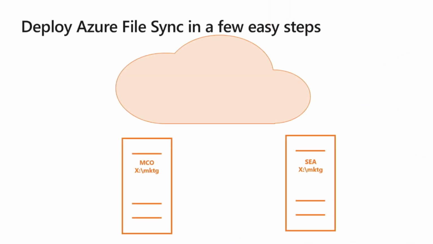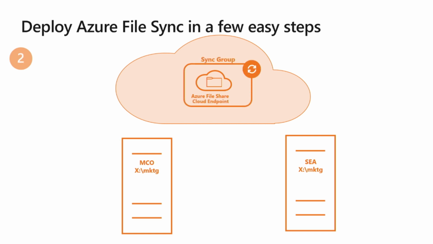Deploying File Sync is 4 simple steps. What you see over here is servers sitting on-prem, and currently you don't have anything in the cloud. As step number 1, you'll create a storage account with a file share. This is a simple portal workflow where you can go to the portal and create a file share right from the portal. The second thing we are going to do is create a sync group, again from the portal. As soon as we have a sync group associated with a cloud endpoint, the cloud endpoint and the sync group will start talking to each other.